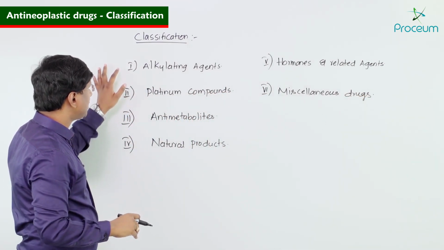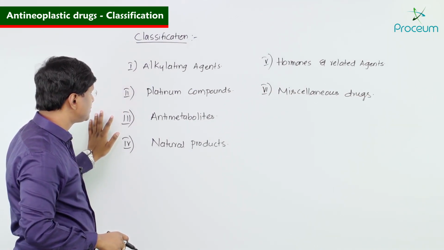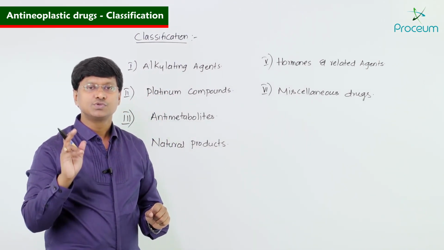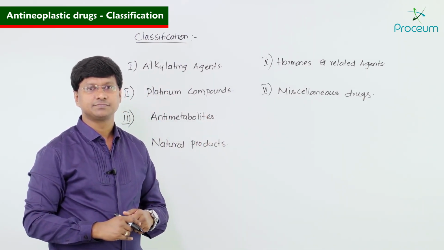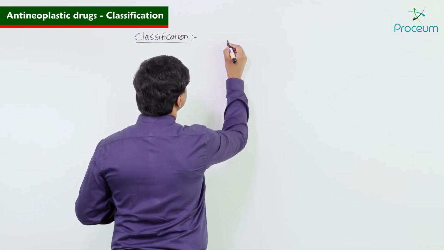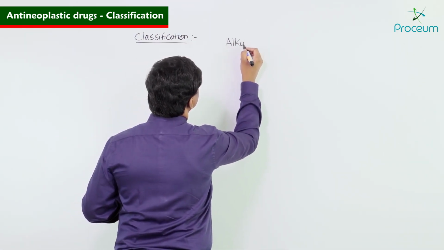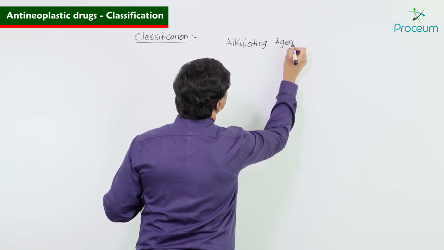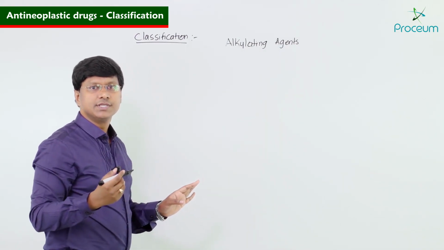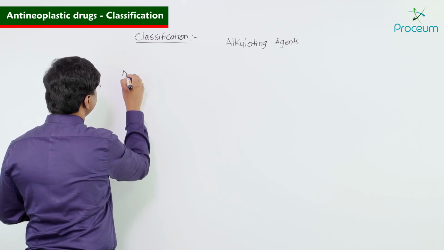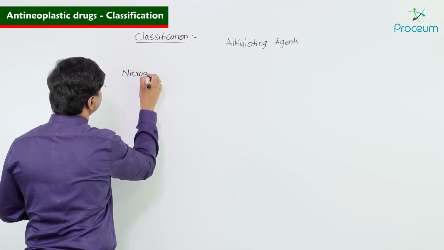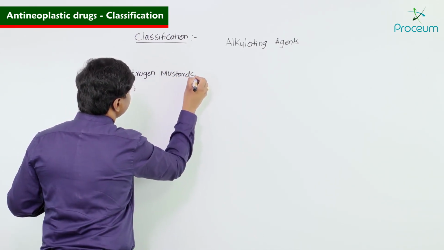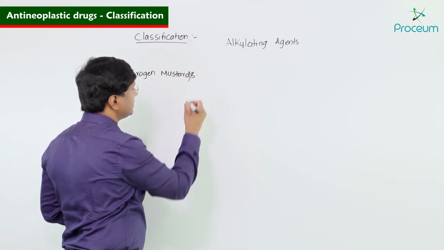Now let me tell you what are the alkylating agents, platinum compounds, antimetabolites, natural products, hormones and related agents, as well as the miscellaneous drugs. So first let me take up the alkylating agents. If you take the alkylating agents, they include the nitrogen mustards.